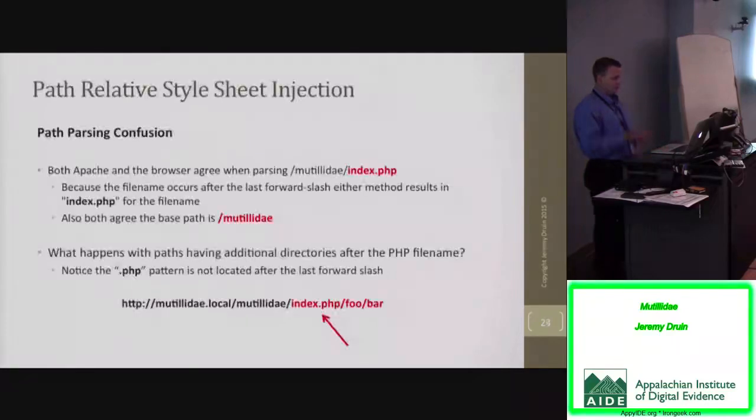So in our example, both the browser and the server agreed on which resource was being asked for. In both cases, they came up with index.php. And both of them agree that the path is Mutillidae. So they both calculated the path the same, even though they used two different methods. But since the web server is parsing based on the file extension, what happens if you end up having extra directory after the resource file that PHP is looking for?